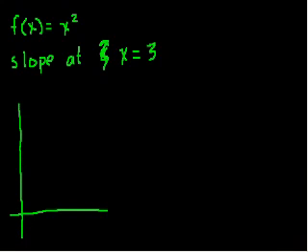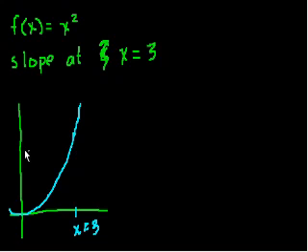So we want to say, what is the slope when x is equal to 3? So this is x equals 3. And of course, when x equals 3, f of x is equal to 9. We know that, right?